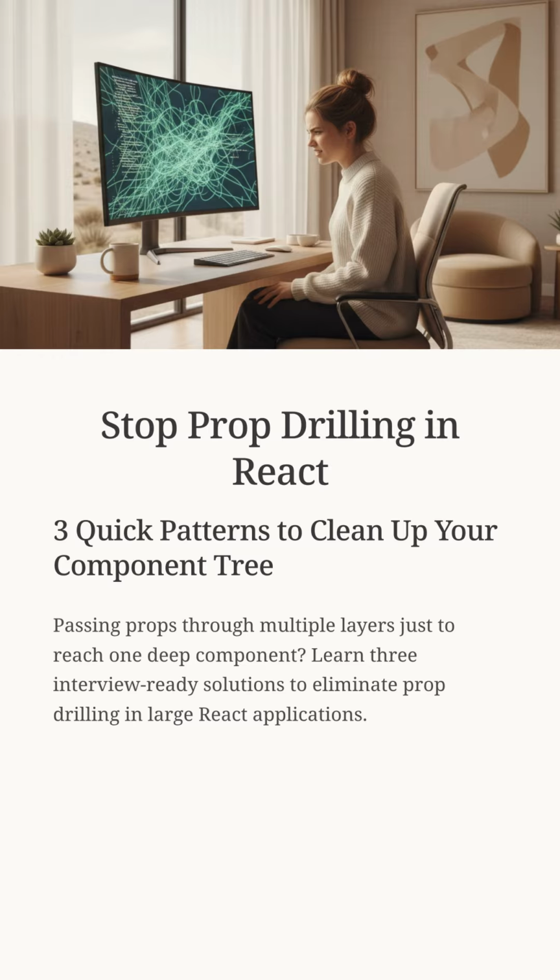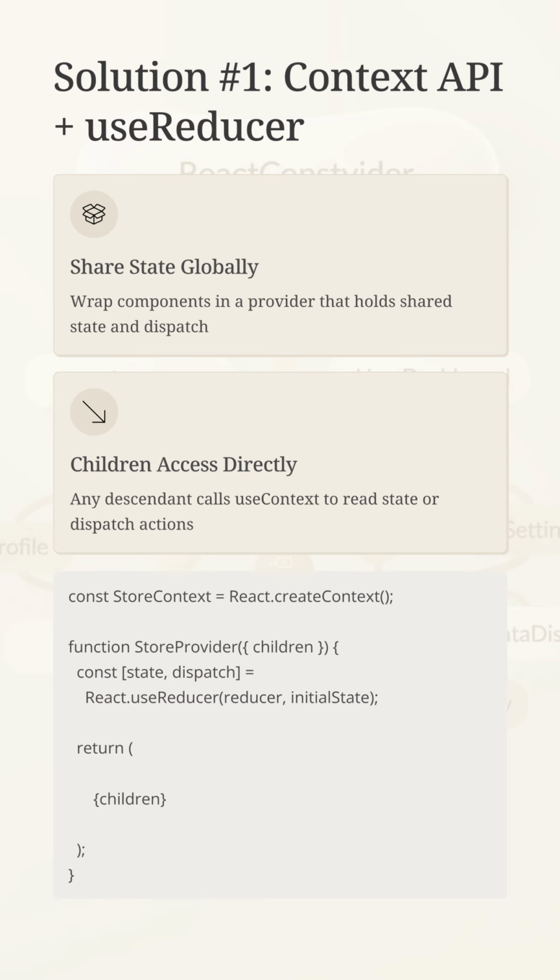Let's look at 3 clean solutions that React developers use to fix this. First, the Context API combined with useReducer. With Context, we wrap our components in a provider, which makes state and actions available to any child below it. No more drilling. The reducer helps manage complex state updates in a structured way.